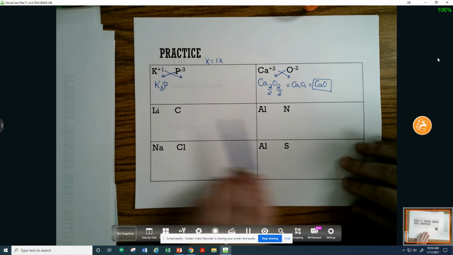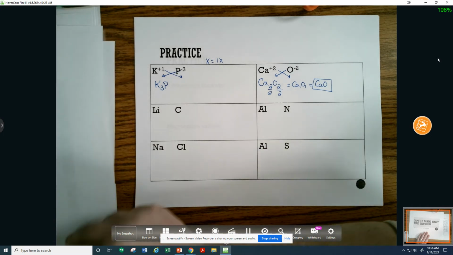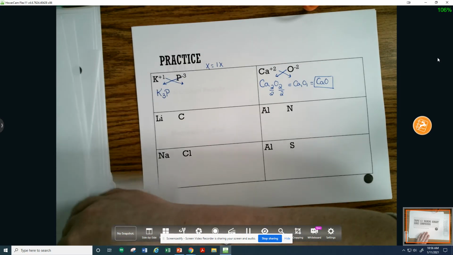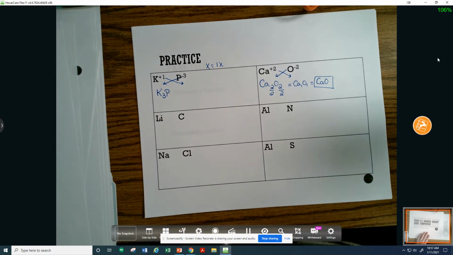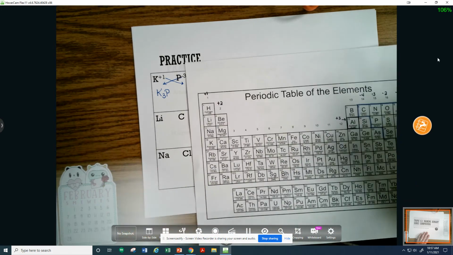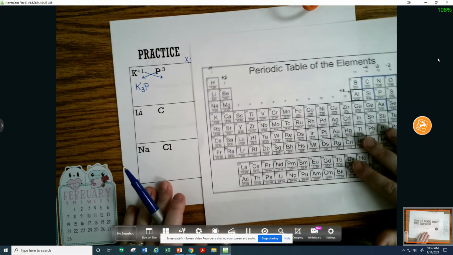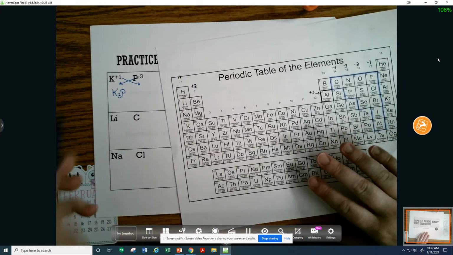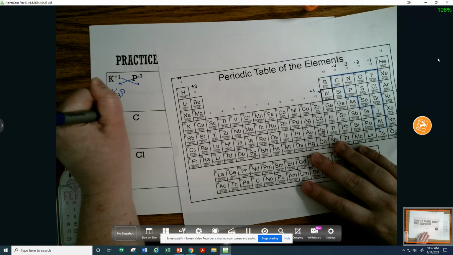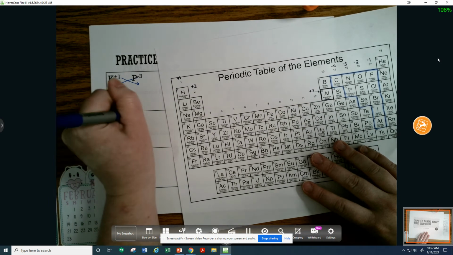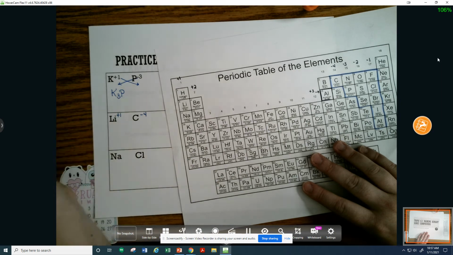Okay, so for the remaining examples, what I've done is I've left off the charge, and that's where you're going to use your periodic table to indicate those charges. So the next one we have is lithium. Lithium, if you look on your periodic table, is a plus 1 cation. So I'm going to go ahead and write that in here. Carbon is a minus 4 anion.